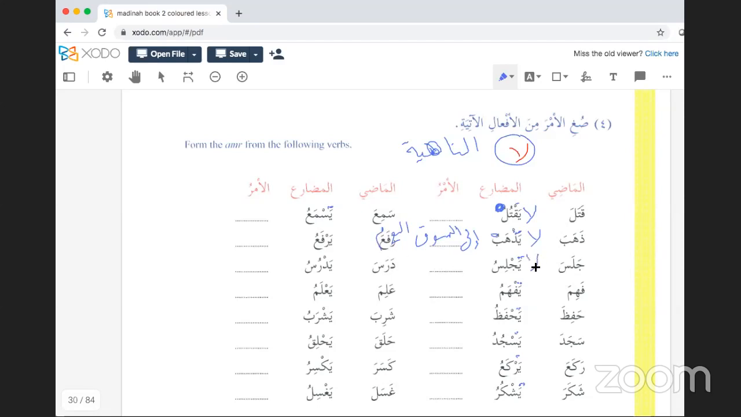لا تجلس هنا, don't sit here. طيب. Here's another example. لا تسجد. What could be the context for this? لا تسجد.